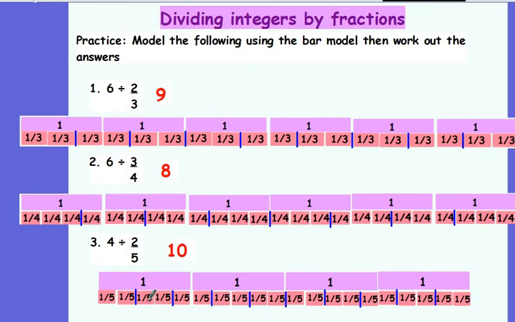And these are the answers. Please check your work and see how you did. The first one, I've got 6 lots of 1. I've split each of those ones into 3 thirds, and then I've put the 2 thirds together and found I've got 9 lots of 2 thirds.